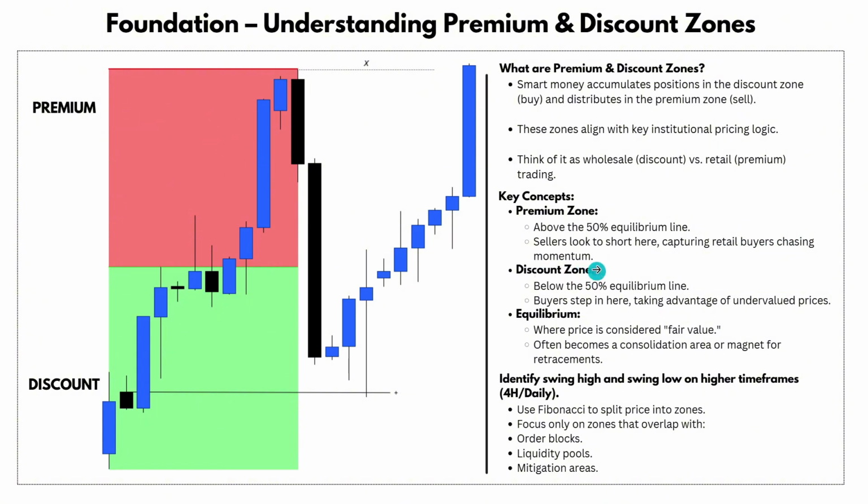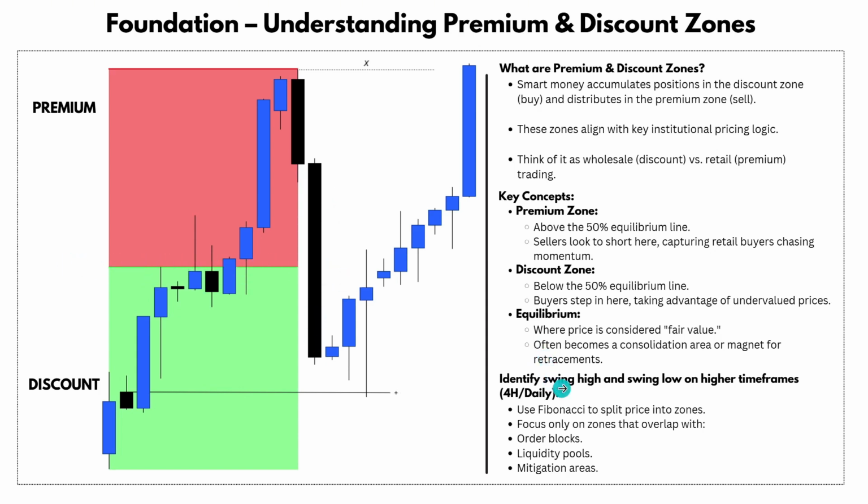In our discount zone, below the 50% equilibrium line, buyers step in, taking advantage of undervalued prices. Our equilibrium is where price is considered fair value. It often becomes a consolidation area or a magnet for price retracement. So this right here is our equilibrium. This is where price crosses, either going higher or lower, but this is our 50% line. This is what we'll call our equilibrium.